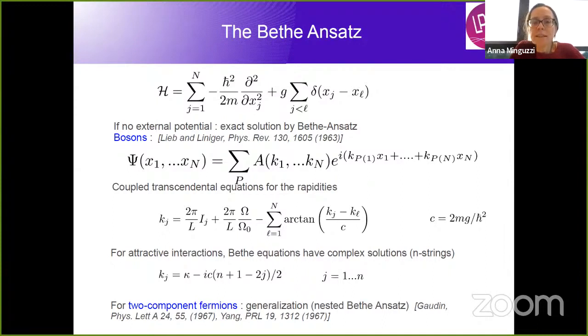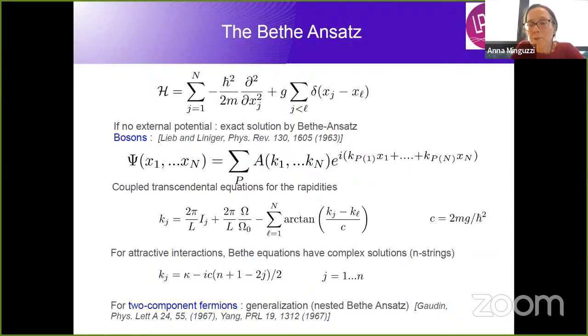In general, the Hamiltonian that I just presented, in the absence of the external potential, is integrable by the method called the Bethe Ansatz. The Bethe Ansatz for bosons was proposed by Lieb and Liniger back in the 60s of the last century. It amounts to writing the many-body wave function as a sum over various permutations of some amplitudes in front of plane waves. Since we are in one dimension, we can order the coordinates of the particles on a line and define several coordinate sectors, for example, x1 smaller than x2, smaller than x3, etc.